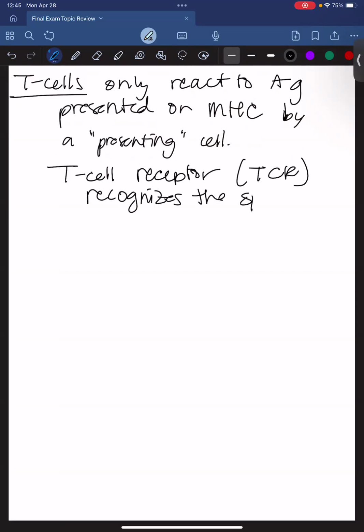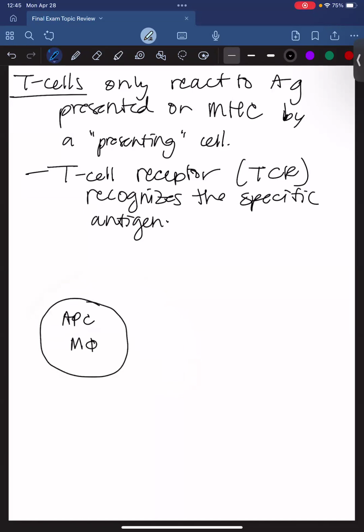The T cell receptor, also known as the TCR, recognizes the specific antigen. So what happens is you have your infected or presenting cell. Let's start with our antigen presenting cell. This is our macrophage, and it found some antigen outside. It phagocytosed it and then put it onto MHC2, which presents the antigen.